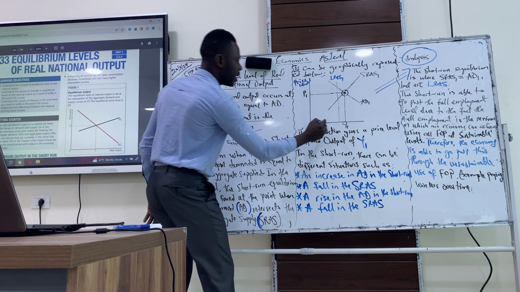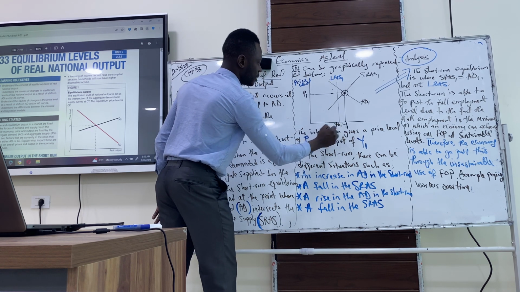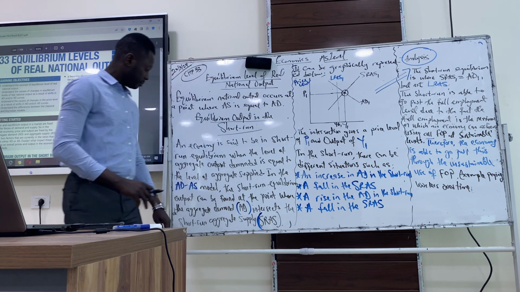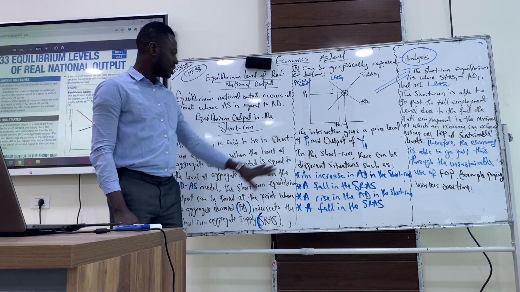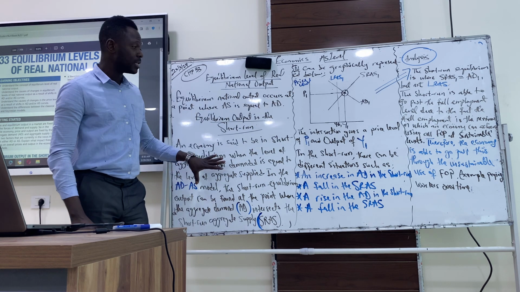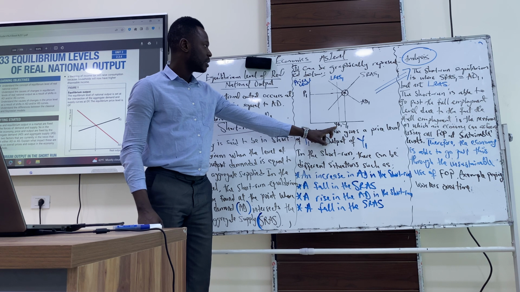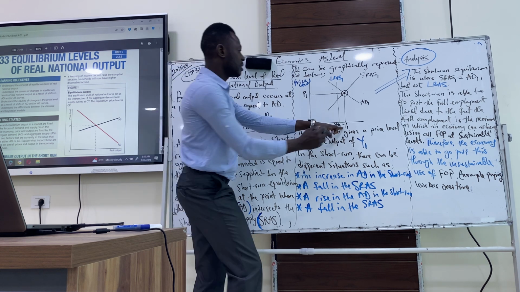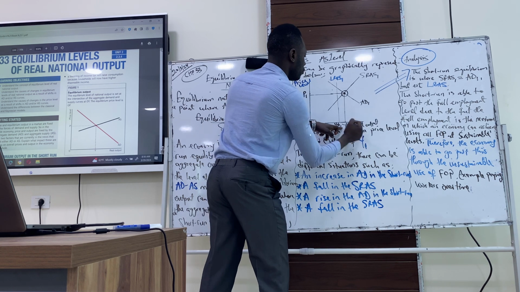So here we have our Y. So that's about that. It can be graphically represented as this. This is the graphical representation of the explanation. The price level will be at P1 and the real output level will be at Y1.